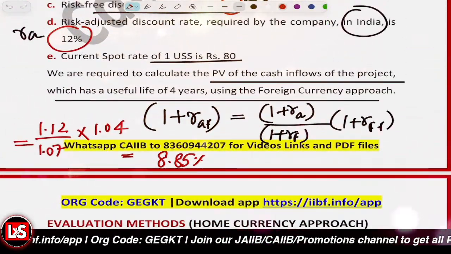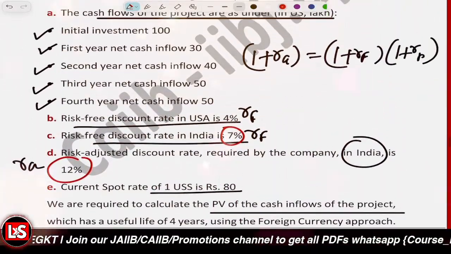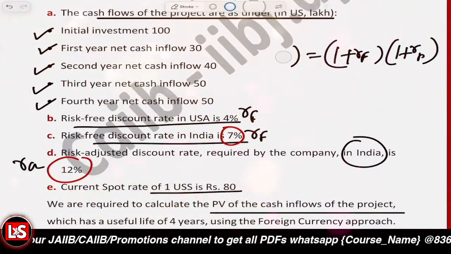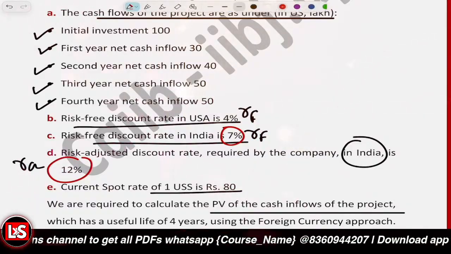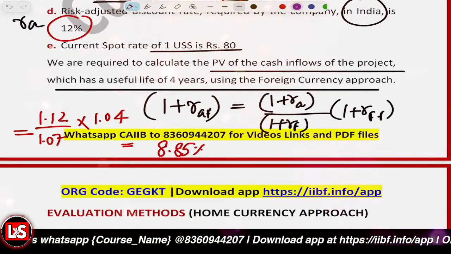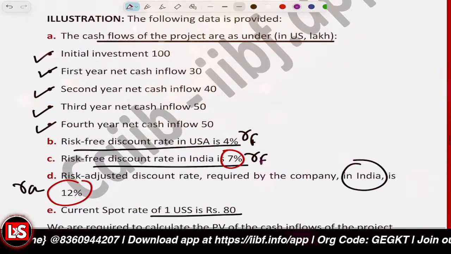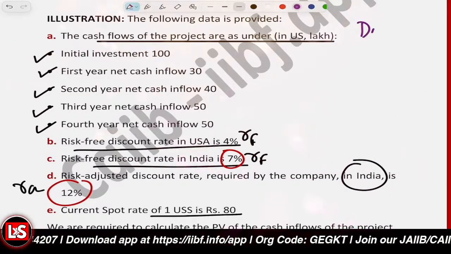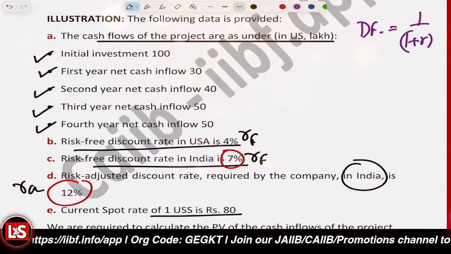we have to discount the cash flows in US dollar. We have to discount them. Whatever values we have over here, we have to discount these values to the current year, right? And this particular risk adjusted rate is to be applied for discounting purposes. So what is the discounting factor formula? I've already told you. It is 1 divided by 1 plus R raised to power n.